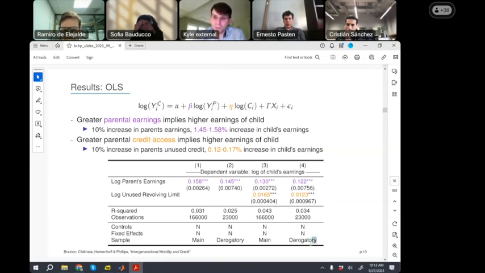I should have been clear about this, but down in the bottom here, we describe which sample the column corresponds to. So this has no controls, no fixed effects. This is just the raw data. And if you're not happy with the instruments, you can stop here. We could use these as auxiliary targets in the modeling exercise. But this is what we get. So borrowing capacity matters for kids' future earnings over and above the income of the parents.